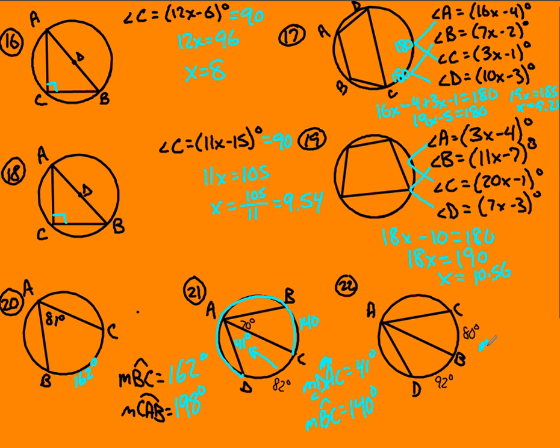And now for 22, we need the measure of angle DAB and the measure of angle DAC. Well, those are pretty easy. DAB, cut that arc angle in half, so it should be 46 degrees as a result, and cut this angle in half for DAC.